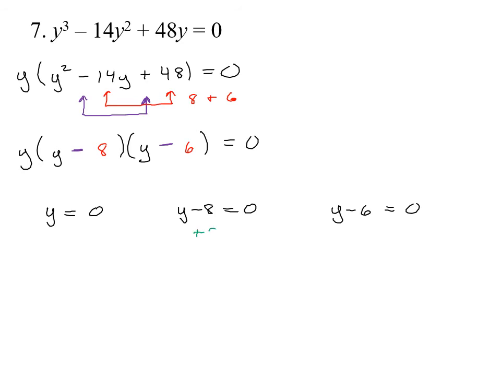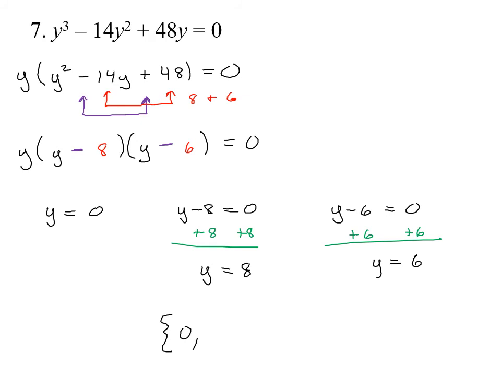So I'll have to add the 8 to both sides of the one in the middle, and add the 6 to both sides on the one on the right. But y equals 0 is just y equals 0. That's one of the answers. So we'll get 0, we'll get 8. That's supposed to be an 8 right there. And we'll get 6. So my answers are 0, 6, and 8.